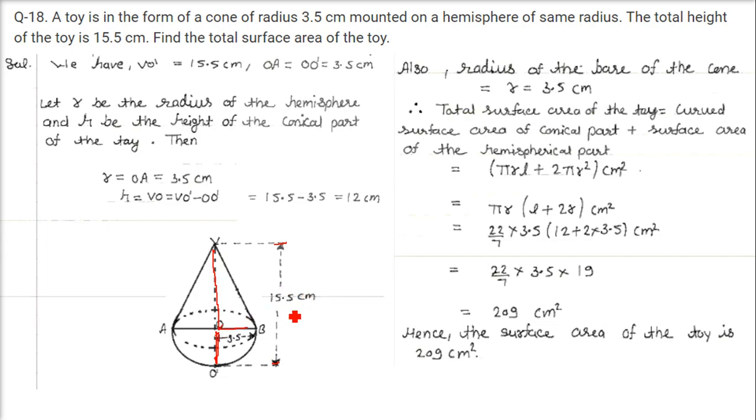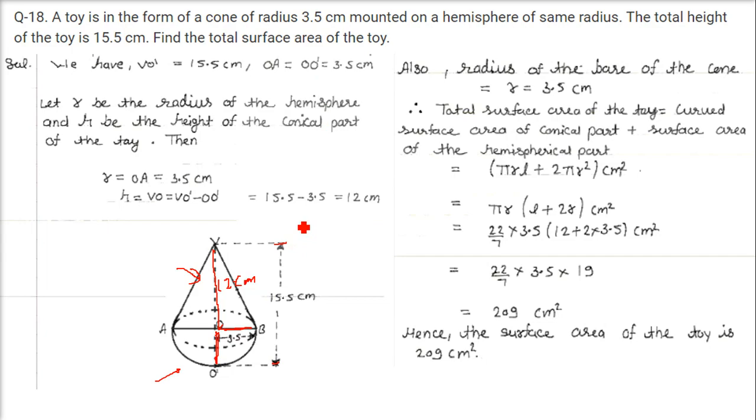So what will be the height here? 15.5 minus 3.5, that is going to be 12 centimeter. This is the 12 centimeter height of the cone. And radius of the cone and radius of the hemisphere will be same. Now we have to find out the total surface area of the toy. So it will be the curved surface area of the conical part and the surface area of this hemispherical part. And because slant height is already given, we don't have to find out this l, it is already given, okay.